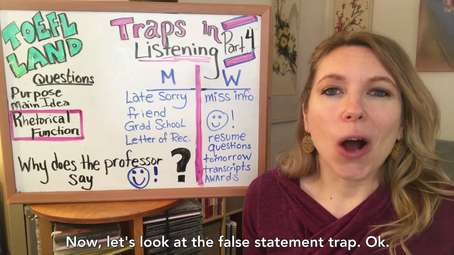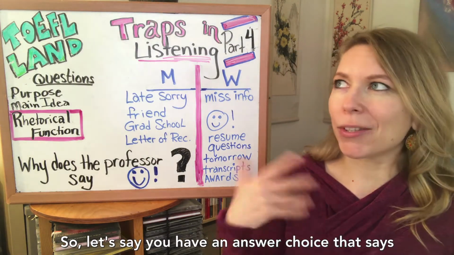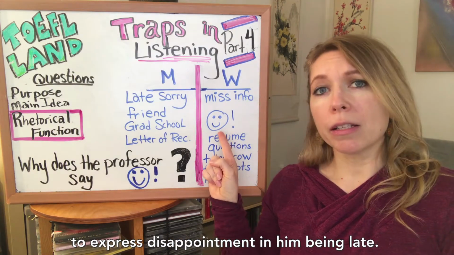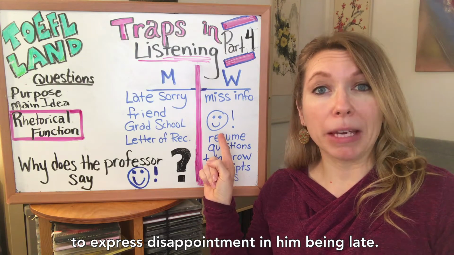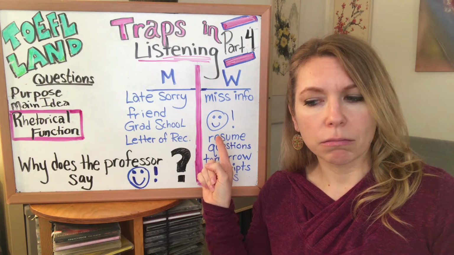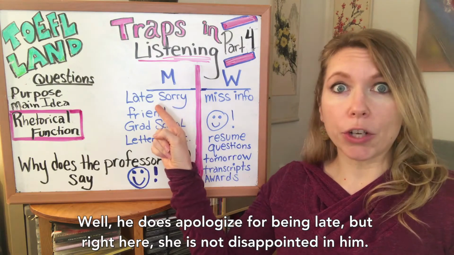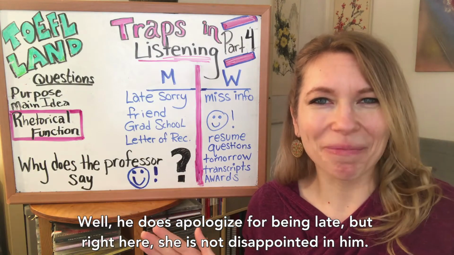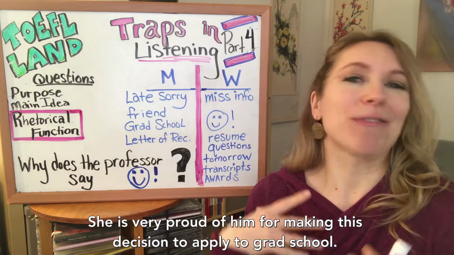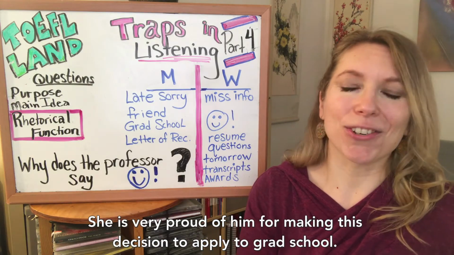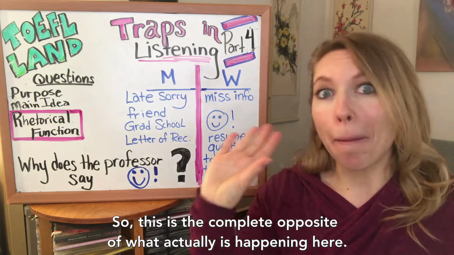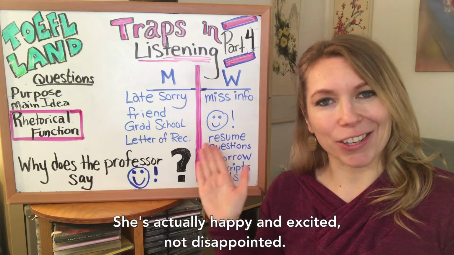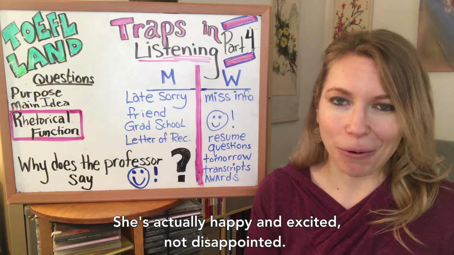Now let's look at the false statement trap. Okay, so let's say you have an answer choice that says, to express disappointment in him being late. Well, he does apologize for being late, but right here, she is not disappointed in him. She is quite the opposite. She's very proud of him for making this decision to apply to grad school. So this is the complete opposite of what actually is happening here. She's actually happy and excited, not disappointed.